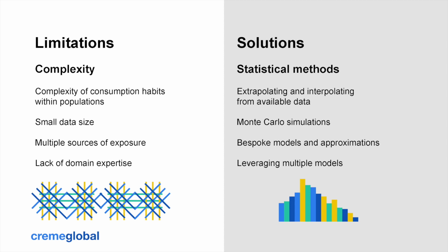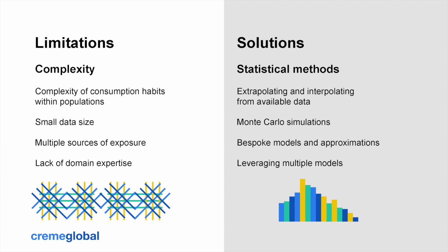There might be also multiple routes of exposure to one chemical, so sometimes one model is not enough to understand all of the risks in the population. There's also another problem, which is lack of knowledge of the field. And it's really difficult to sense check the data or results if we don't have the full understanding of what they mean. As a solution, we can apply different statistical methods.